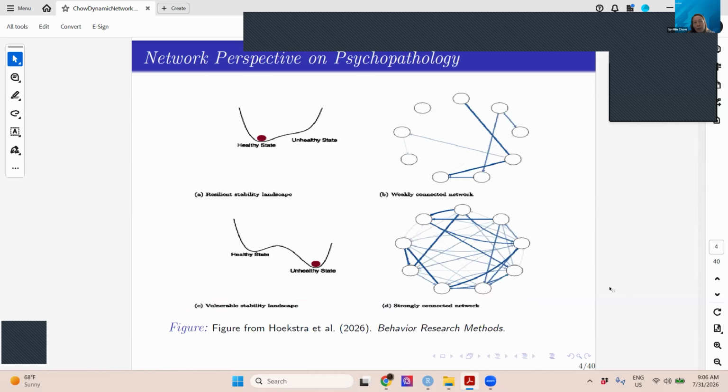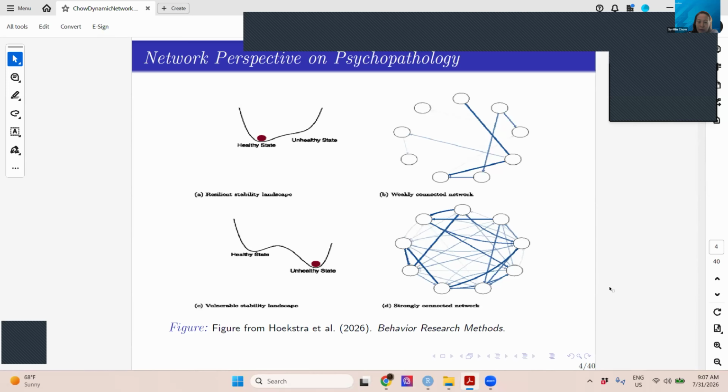So today I'm going to focus on one particular kind of dynamic network based on vector autoregressive model or graphical autoregressive model. I like this landscape idea that Hoekstra recently offered in a paper in Behavior Research Methods. What I'm showing here is not the network from a vector autoregressive model, but rather the network from the so-called Ising model. But they then compare this network to vector autoregressive model.